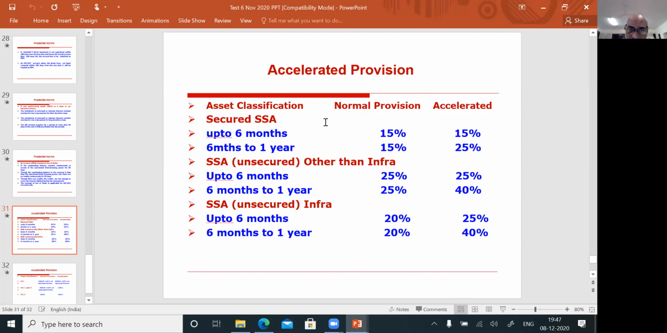Now, if it is so, what is an accelerated provision? You are supposed to classify the advances, that is, whenever that is overdue, the account should be classified as NPA. You should not go on restructuring the advances. If RBI finds out that accounts have been simply restructured and kept in the standard category, and it is not shown as NPA, they will ask us to keep more provision. That is called accelerated provision.